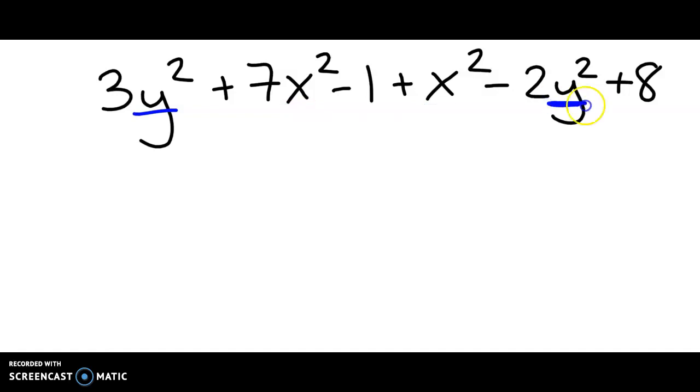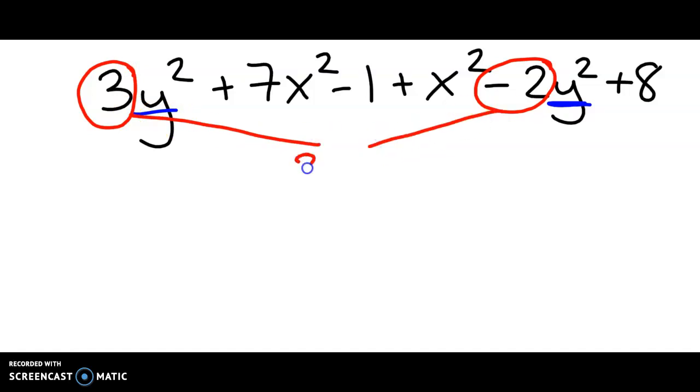I'm going to combine my y squareds and my y squareds. And when I'm doing that, again, I'm just looking at the number in front of that y squared. So 3 minus 2, that's what we're combining. 3 minus 2 just gives me 1, and that y squared just tags along.